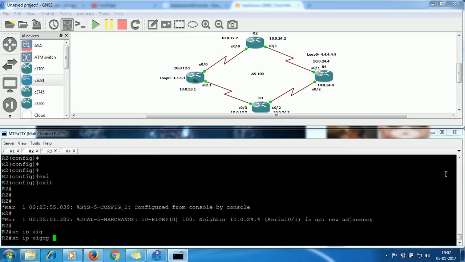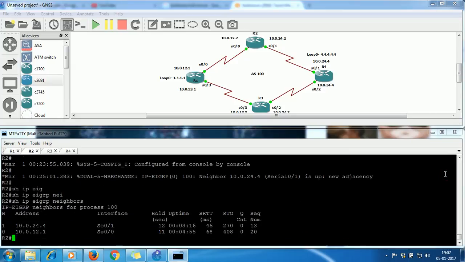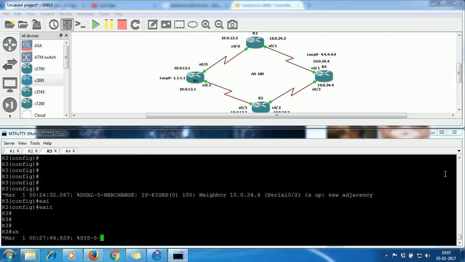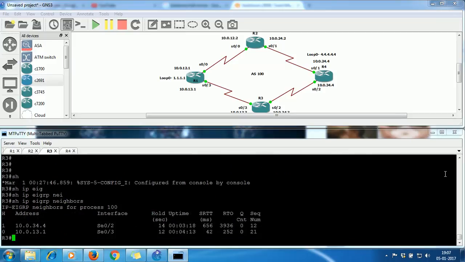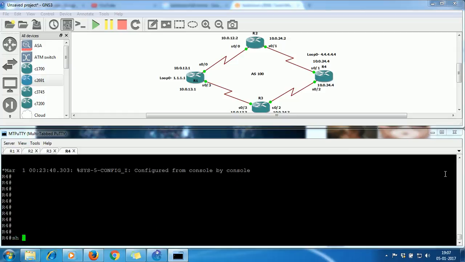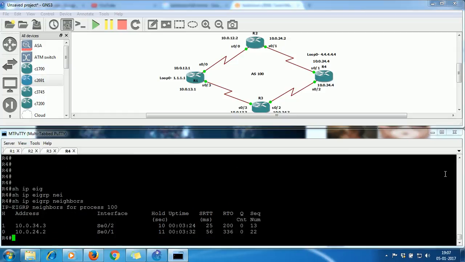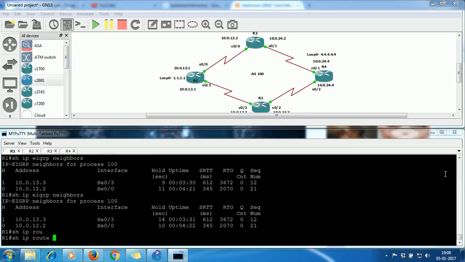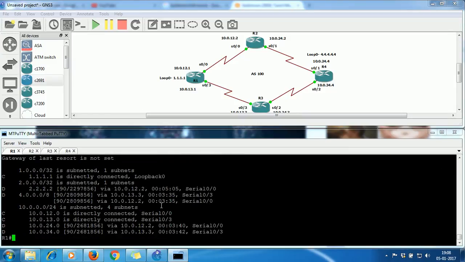Show IP EIGRP neighbors. I got two pairs, that is two neighbors, sorry. Show IP EIGRP neighbor. Again here I got two neighbors in router 4. Show IP EIGRP neighbor. Here also I got two neighbors. And if we go to the routing table, that is the forwarding table database, show IP route, it will show you the routes learned via EIGRP and also the connected routes, that is locally connected.